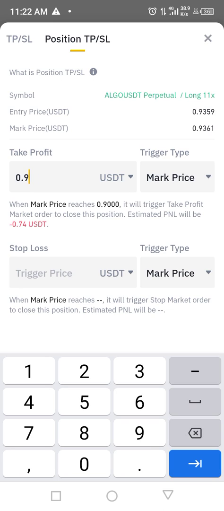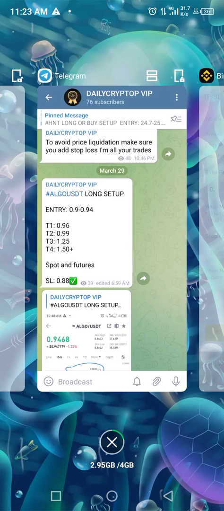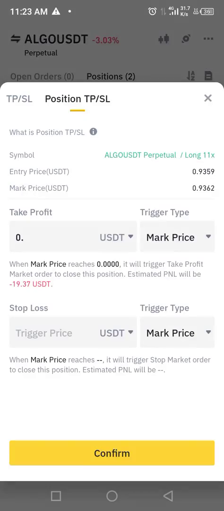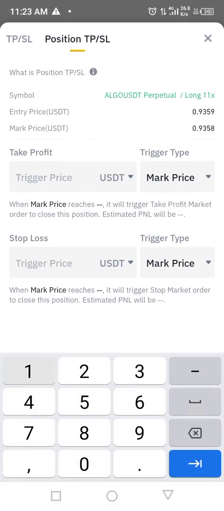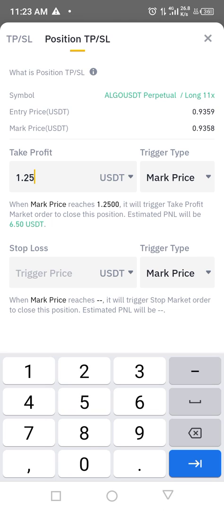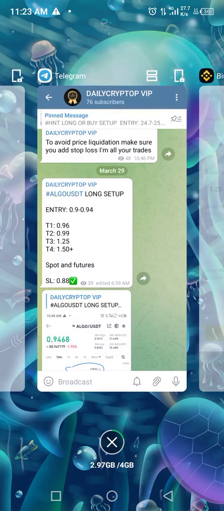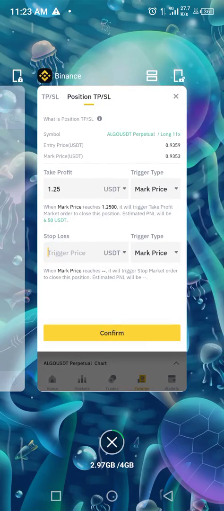And you can also use our third target as your target, maybe 1.25. So look, if it reaches 1.25, my gain will be 6.5 USDT. So what will be your stop loss? You already know your liquidation price is 0.8 something. So our stop loss has already been given, which is 0.88.